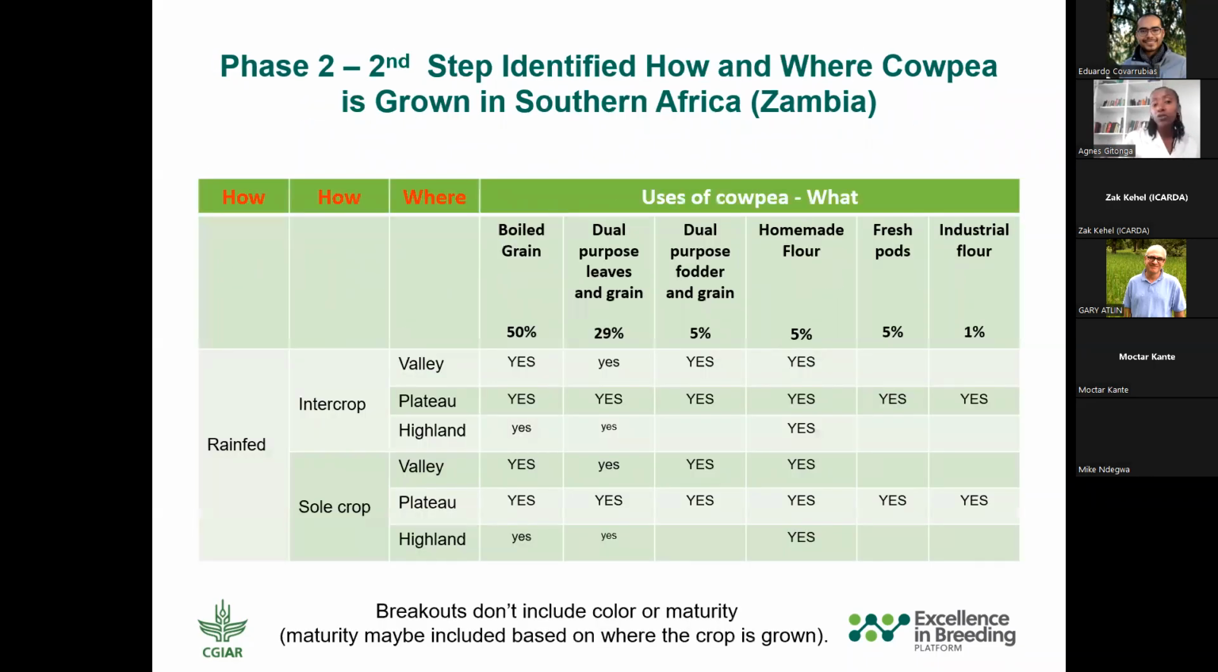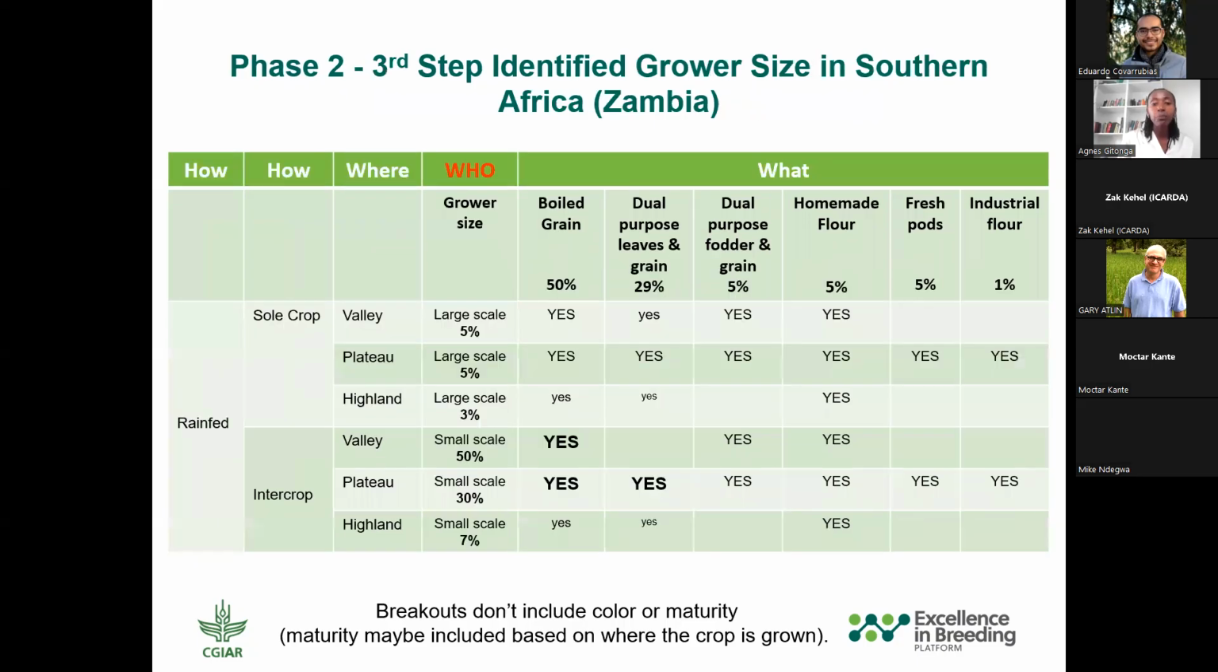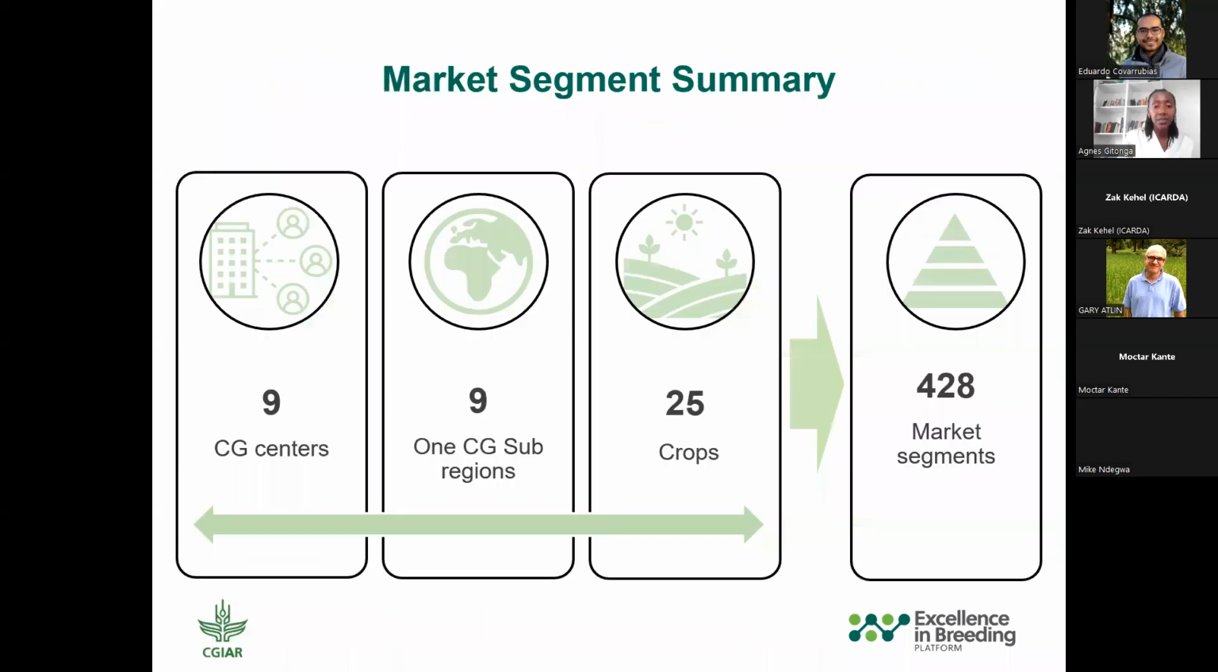The other step was to look at how the crop is grown, and it's either intercropped or a pure stand crop. And where it is grown, you can see we kept building on more details. And this is just an example to show that scoping a market segment and describing it in detail is very important, because this will also help us as far as the target product profile is concerned.